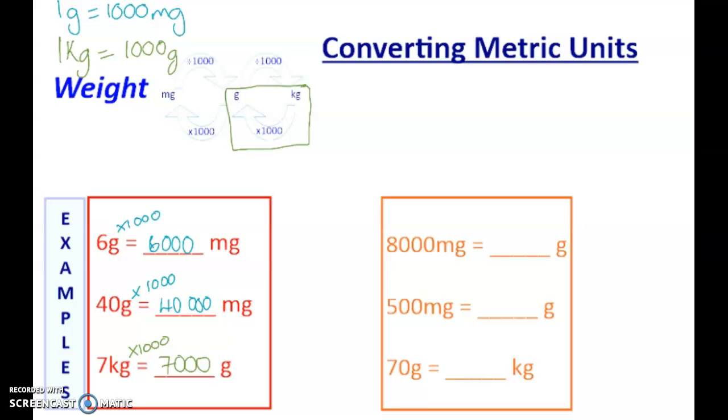Okay, let's have a look at the orange examples. So my orange examples are harder. Can you see why they're harder? Yeah, they're going the other way. These are my division. They're going from the smaller to the larger measurement. So my first one on the orange examples is milligrams to grams. So that's this conversion here. And that is divide by 1,000 to get from milligrams to grams. So 8,000 divided by 1,000. So how many thousands fit in 8,000? The answer is 8. 8 grams.